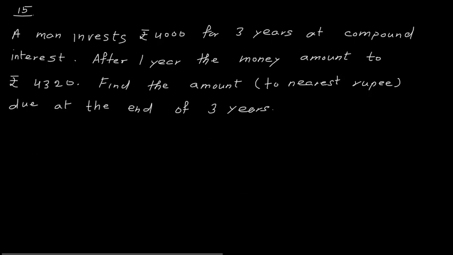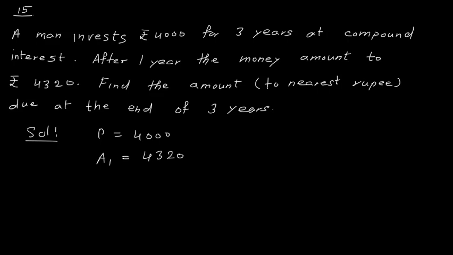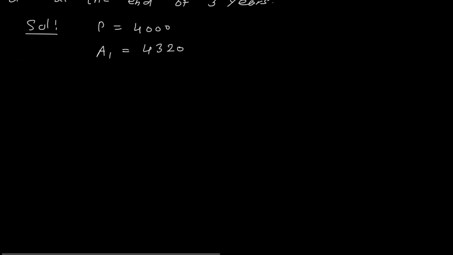Now this 15th problem: a man invests rupees 4,000. So principal is given, principal is 4,000. He invests for 3 years at compound interest. After the first year, the money amounted to rupees 4320. So the amount at the end of 1 year is 4320. We have to find the amount due at the end of 3 years.